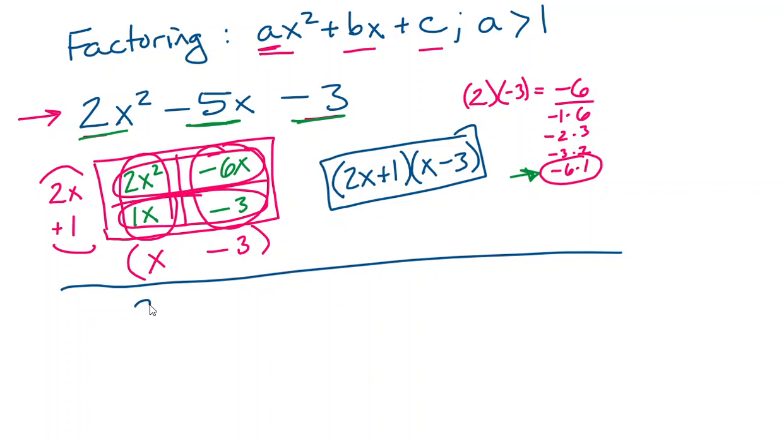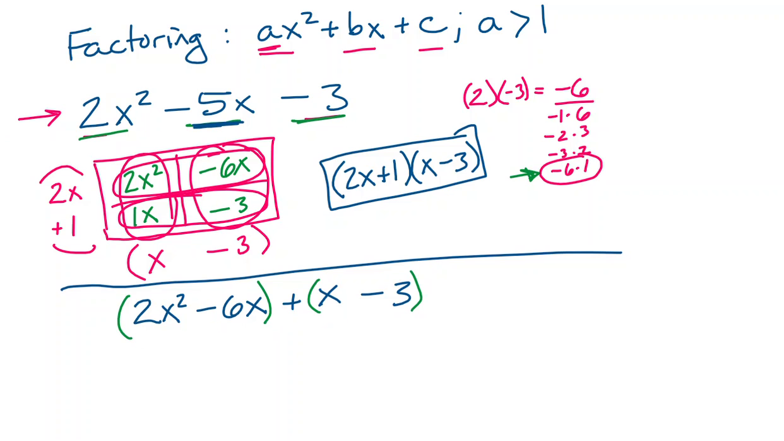You take 4 numbers, so 2x squared, and then you take that middle term, negative 5x, and you split it up. So I'm going to split it into negative 6x plus 1x, then minus 3. So now my trinomial has been split up into a 4-term polynomial, and the middle term, negative 5x, has been broken apart into negative 6x and positive 1x. Again, I've got those numbers in the same spot. Now I group the first 2 terms together, and group the last 2 terms together.